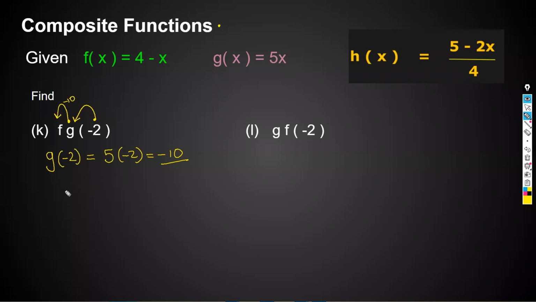So what's the new question we're focusing on now? Right now, we are trying to put -10 into F. So F of -10, concentrate on that question now. That's the green one. Go over here and replace the x with -10.